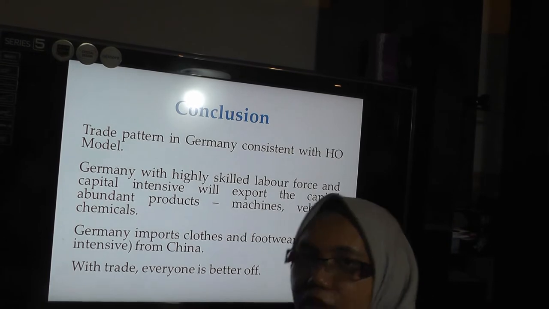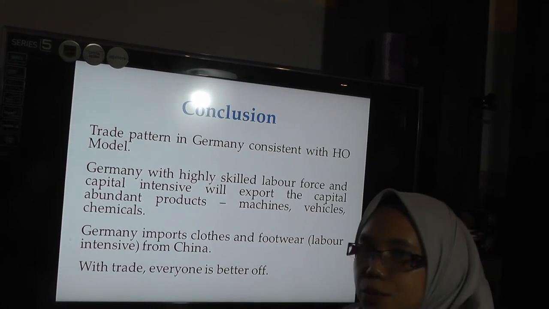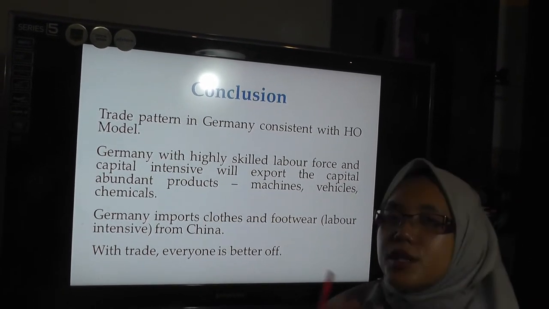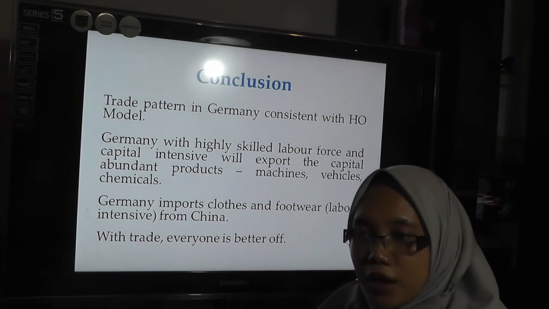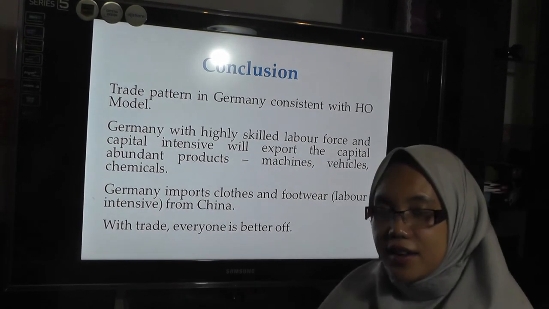So with trade, everyone is better off. Germany can export all those machines for production in China, and at the same time Germany can also benefit from the clothes made by Chinese people. Okay, with trade, everyone is better off.